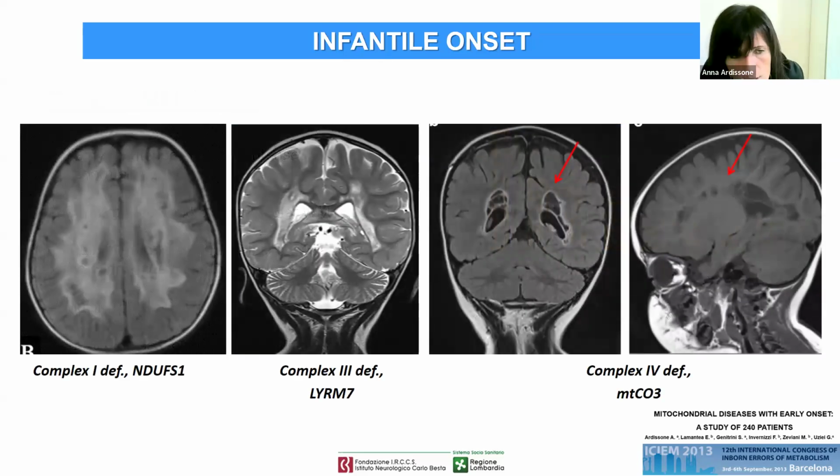So, looking at a few examples from our series, we can see in the first MRI the picture of a patient with complex 1 deficiency associated with a nuclear DNA gene. We observed diffuse white matter involvement and cystic degeneration. Also, the picture is quite similar in this patient affected by complex 3 deficiency associated with LIM7 genes, and in another patient with complex 4 deficiency, we can see important cavitation in the white matter and also in the corpus callosum. This is a very peculiar case because it is the first leukodystrophy associated with a mitochondrial DNA gene.